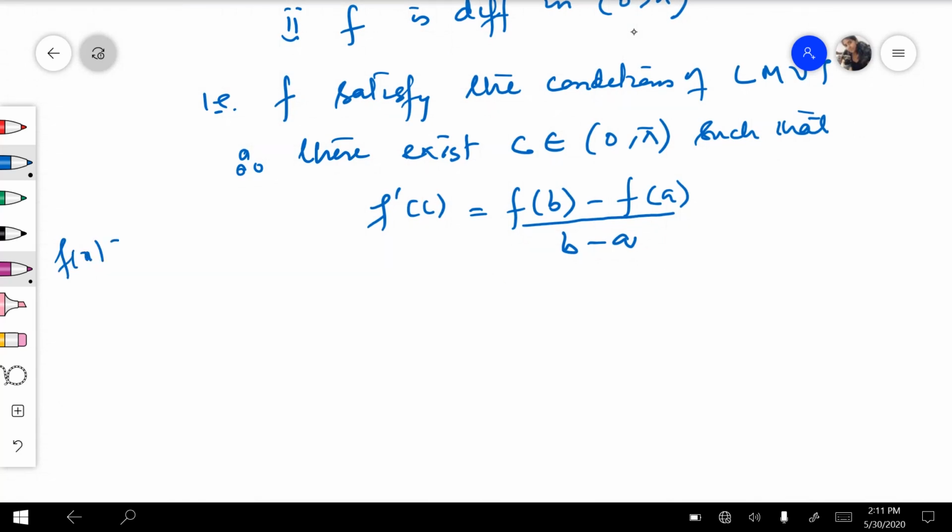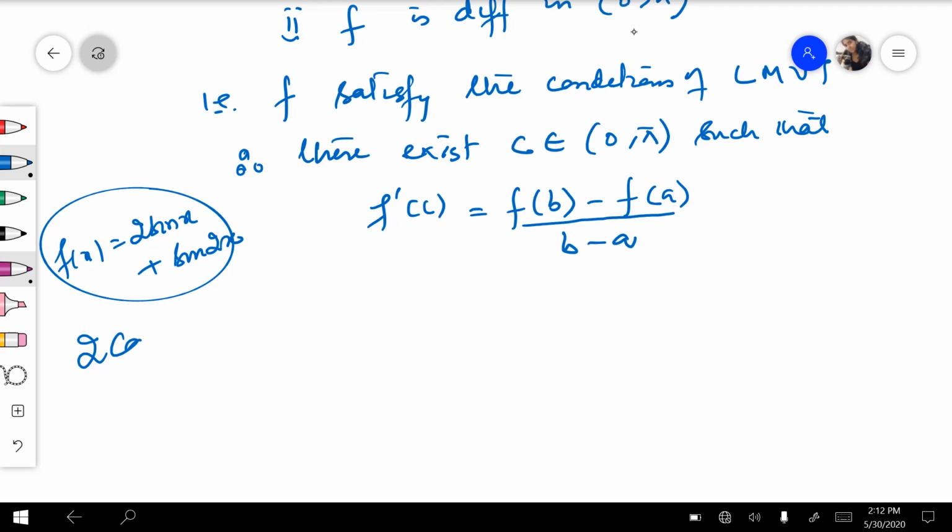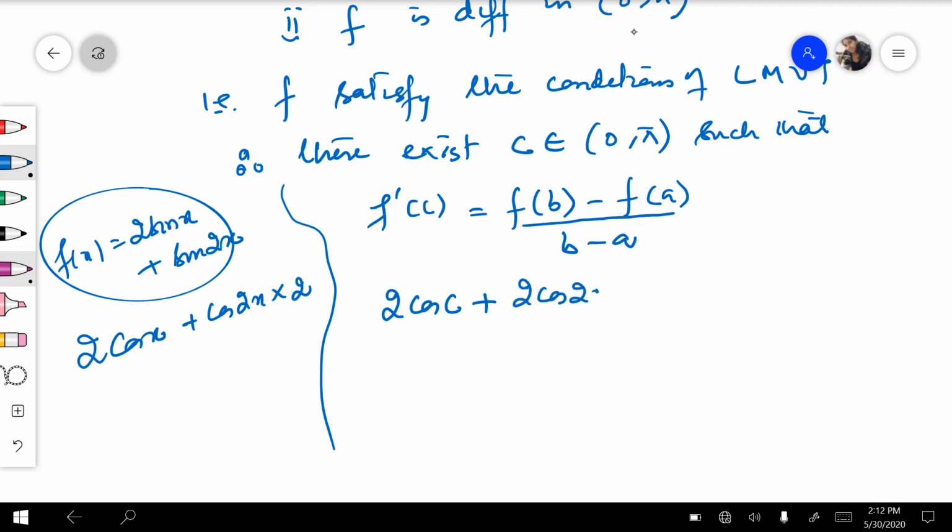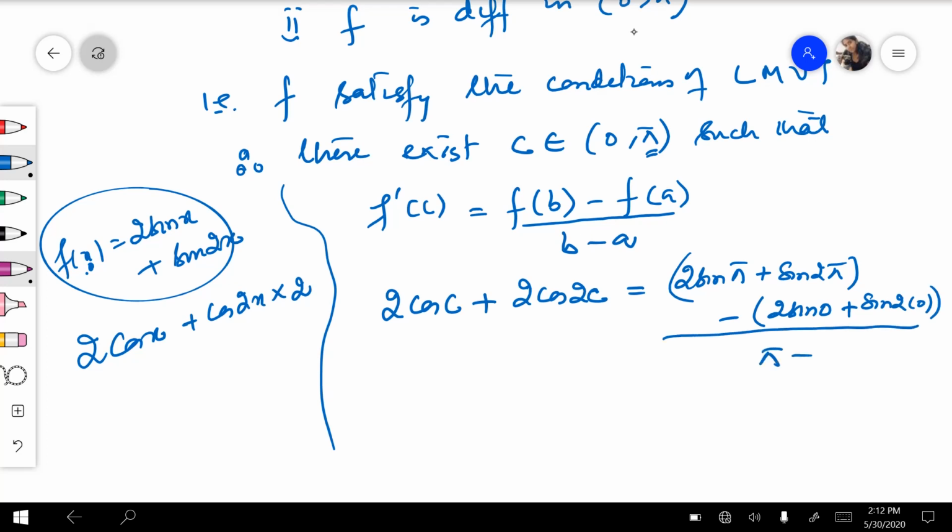fx हमारे पास क्या था, 2 sin x plus sin 2x. अगर आप इसको डिफरेंशिएट करोगे तो साइन एक्स का डेरिवेटिव आ जाएगा कॉस एक्स, तो कॉस 2x इंटू डेरिवेटिव ऑफ इंटरनल टर्म, तो हमारे पास एफ डैश सी क्या बन जाएगा, 2 cos c प्लस 2 cos 2c इज इक्वल टू (f(pi) minus f(0)) upon pi minus 0, यानी कि x की जगह पर आपको पाई पुट करना है, तो हमारे पास क्या आ गया, (2 sin pi plus sin 2 pi minus 2 sin 0 plus sin 2 into 0) divided by pi minus 0.